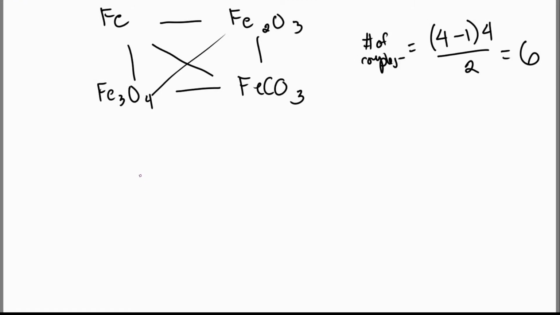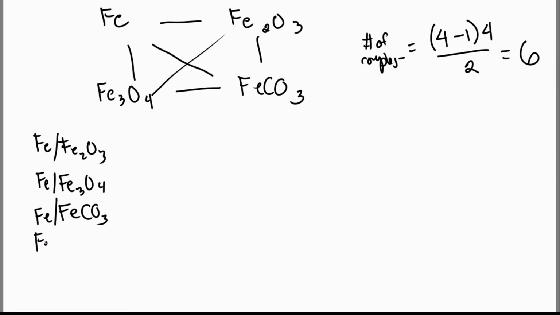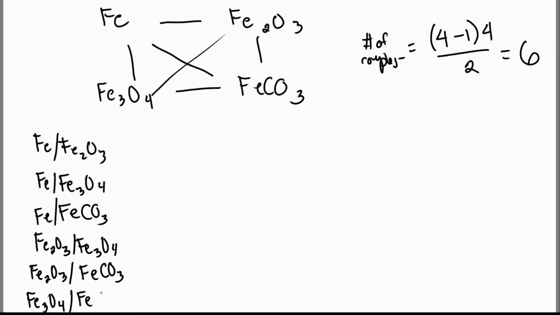Now we have to get the balanced chemical reactions between our 6 couples. So first, let's list them. We have Fe, Fe2O3. We have Fe, Fe3O4. We have Fe, FeCO3. Then Fe2O3, Fe3O4. Then Fe2O3, FeCO3, and Fe3O4, FeCO3.